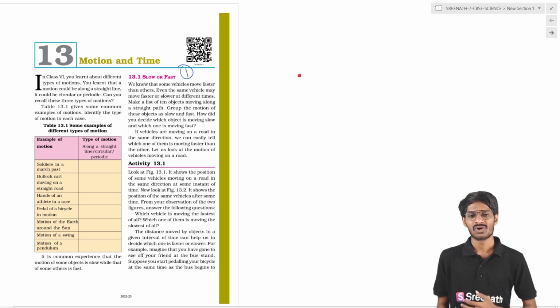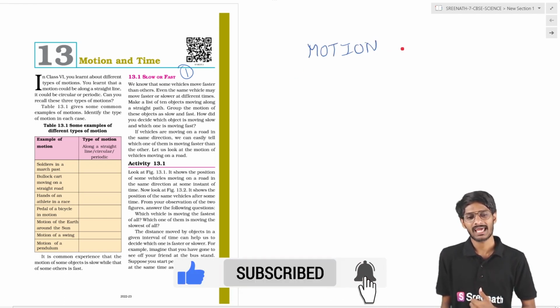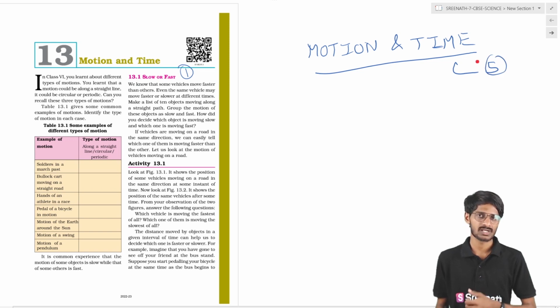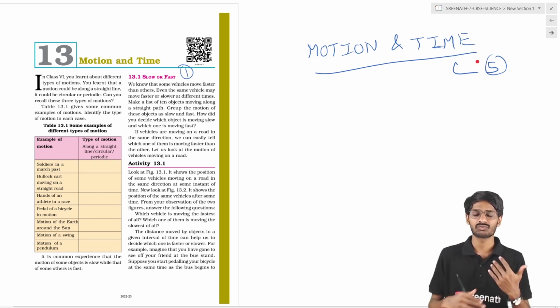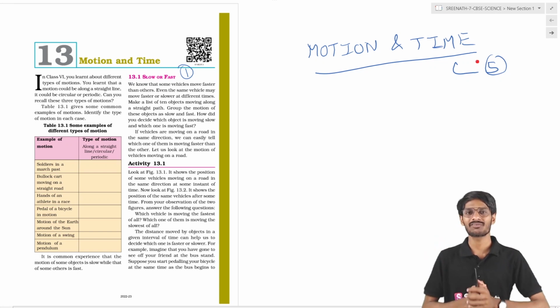Let's begin this video. So now what is our chapter name? Our chapter name is motion and time. In this chapter, we have 5 topics, students. First we are going to have the overview of the whole chapter. After that, we will discuss each topic in detail. So without wasting time, let's have the overview of the whole chapter.